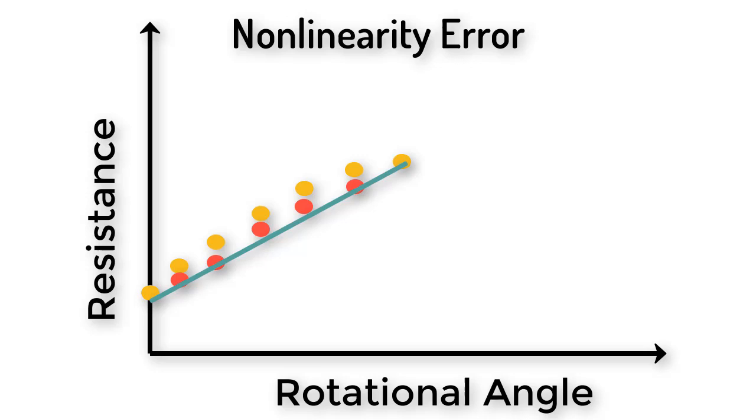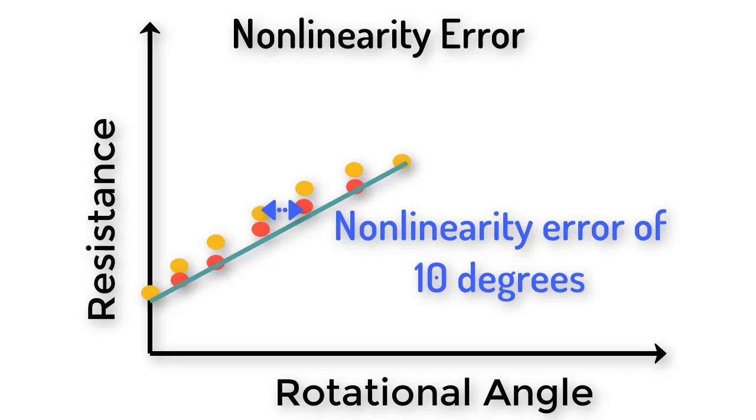The first way it could be quoted is in input units. So for this example, I would start by fitting this curve with a straight line. Sometimes this linear fit is made by simply connecting the first and last points, but other times the linear fit is made using a least square error approach. Next, we would take the point on the curve that is farthest from the linear fit in the horizontal direction. Then we quote the nonlinearity in input units. So this example might have a nonlinearity error of 10 degrees, for example.